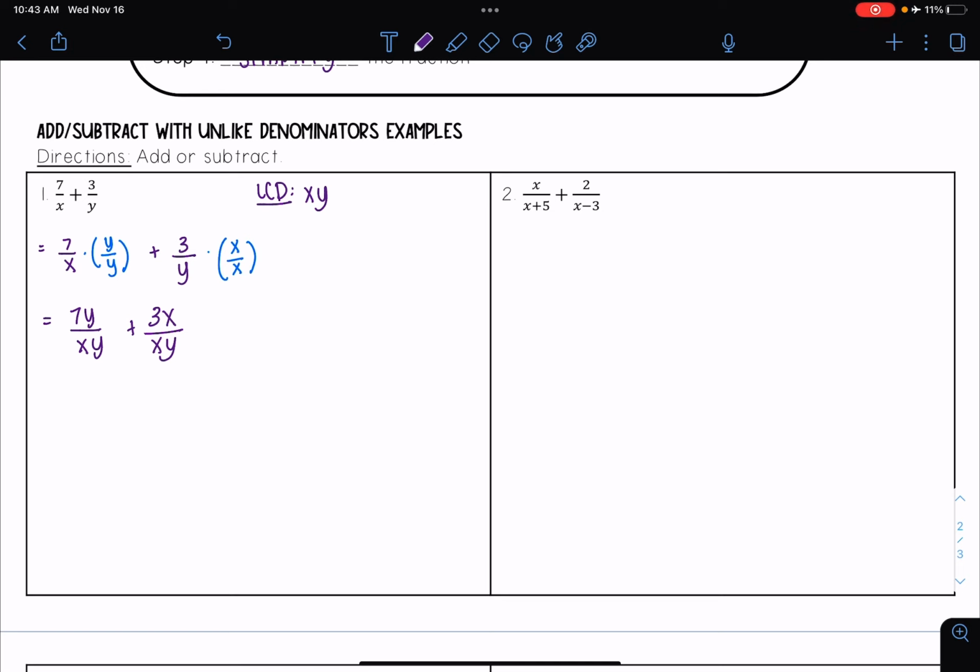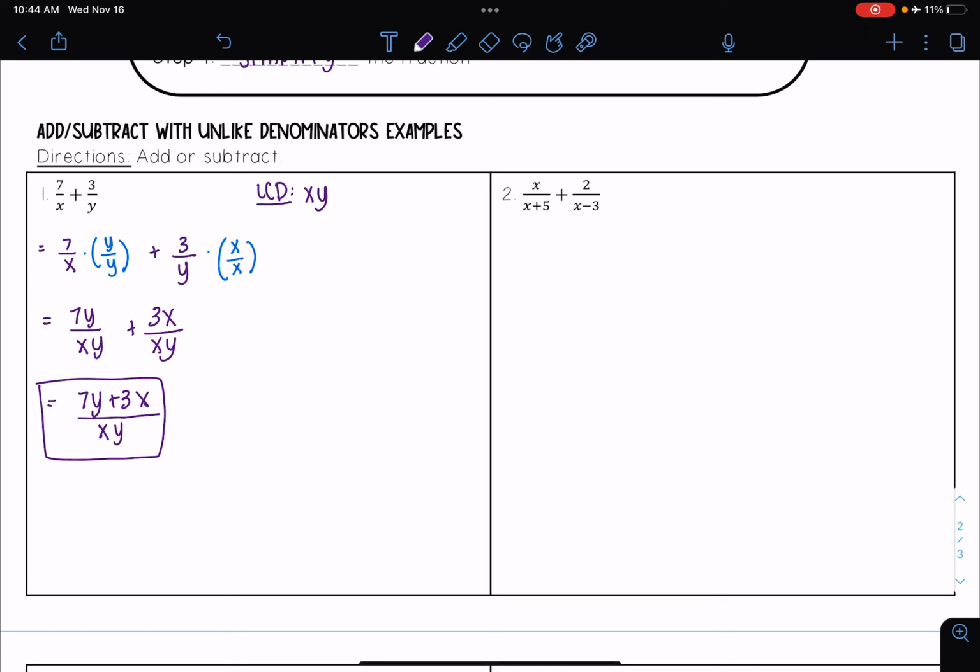And now I have that common denominator, so I can go ahead and add the numerators. And so I have 7y plus 3x over xy. Then I need to see if I can go ahead and simplify this fraction. And I see that I cannot. And so this is my final answer.